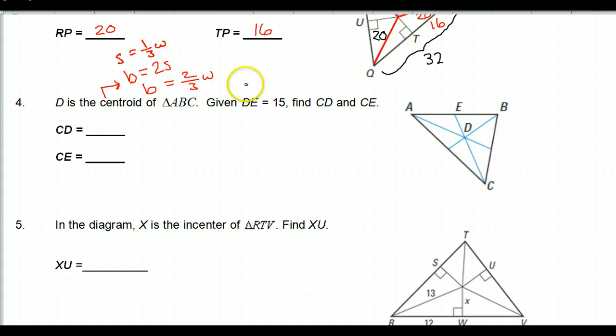So this is the one where we get to split everything up into 3 equal parts and all that. Also, please remember that centroid is a bunch of medians, which means that E and all these other points that touch the sides are midpoints. They're all midpoints. Anyways, let's see what we're given. DE is 15. Let's mark that. So this little distance right here is 15. You know, I feel like I need to make this bigger.